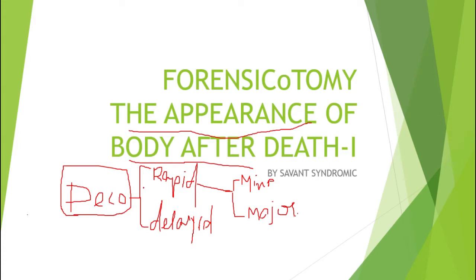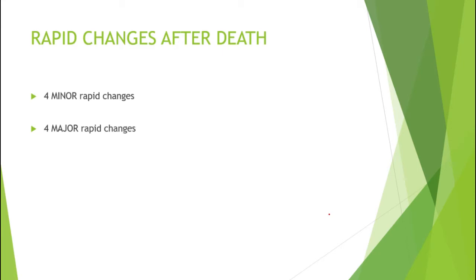The decomposition has two broad categories: rapid decomposition and delayed decomposition. Delayed we are going to discuss in the next lecture, and the rapid has two types: minor rapid changes and major rapid changes. So let's go to the next slide and read the text together. Rapid changes after death. The first bullet point tells you that there are 4 minor rapid changes, and the next bullet point tells you that there are 4 major rapid changes.